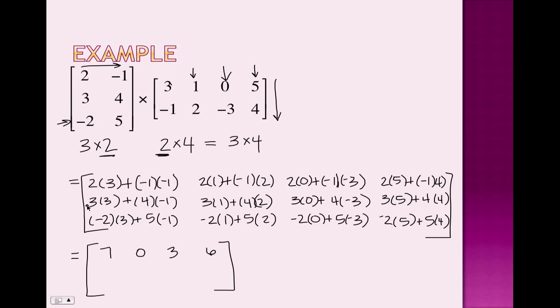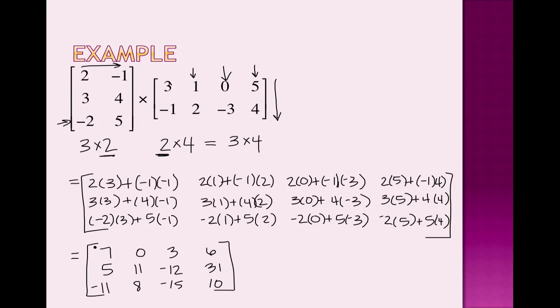All right, moving on to our second row. 9 minus 4 is 5. 3 plus 8 is going to give me 11. 0 minus 12 gives me -12. And 15 plus 16 is going to give me 31. Next, we have -6 minus 5 gives me a -11. -2 plus 10 will give me 8. 0 minus 15 is a -15. And lastly, we have -10 plus 20, which gives us 10.